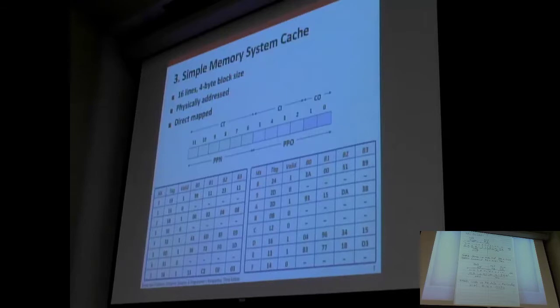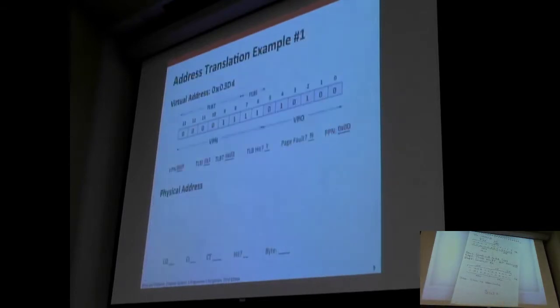So we have a hit. The cache returns that byte back to the MMU, which passes it back to the processor, which stores it in a register, most likely. Let's look at another example. I've recorded these here for you if you want to go back and look at them.